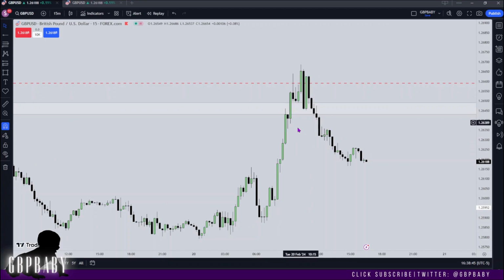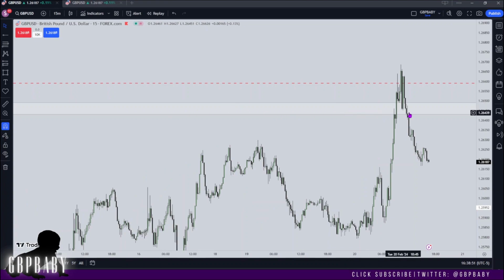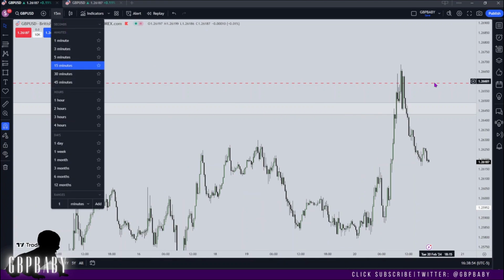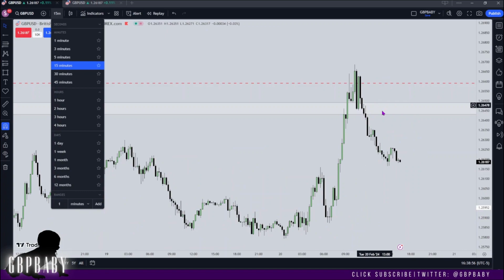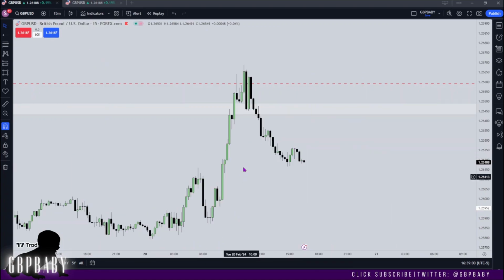So you start seeing things like this. These are the kind of patterns in terms of ICT concepts that you're going to start to see. Like this inversion fair value gap has been seen on multiple time frames, so it's clearly a certain level which price is referring to in order to move to where it wants to get to. So we should definitely consider all that.